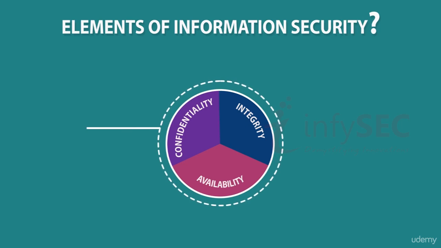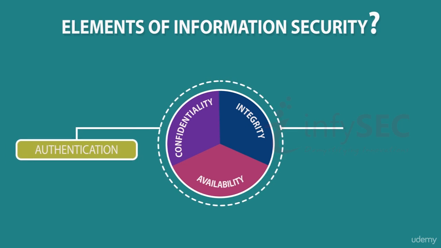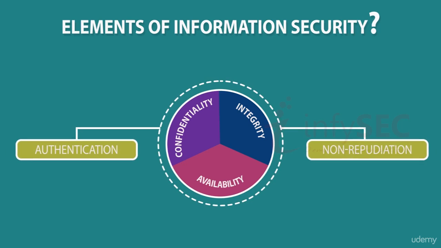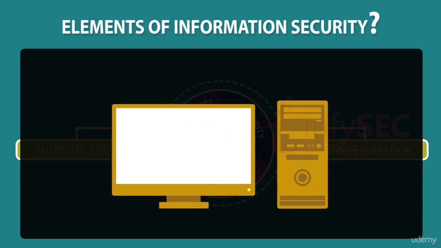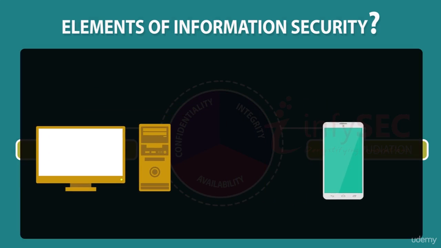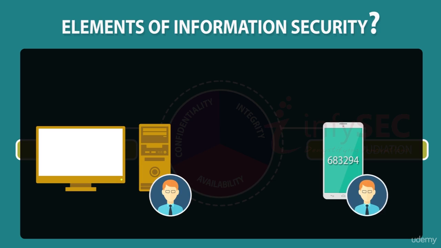Apart from these elements of the information security system, there are two more concepts that security relies on. They are authentication and non-repudiation. In the very same example of the online purchase, the authentication of a trusted user can be ensured by issuing an OTP to the user's mobile number. It ensures the conformity of a trusted source.